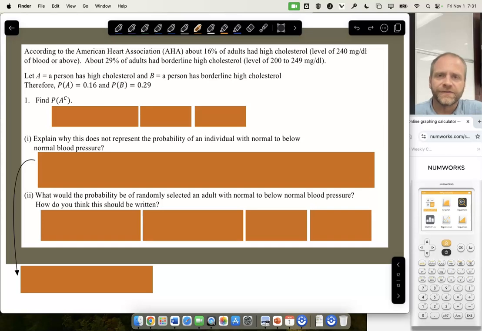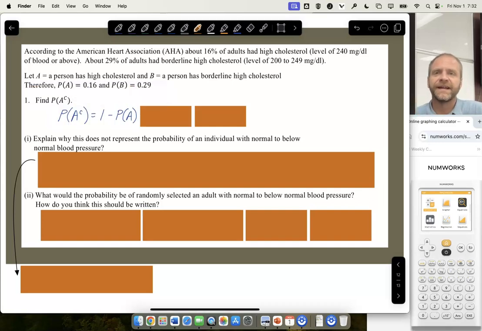According to the American Heart Association, AHA, try saying that 3 times fast, 16% of adults had high cholesterol. That's 240 or above. And 29% have borderline high cholesterol of 200 to 249. A is the event of a person having high cholesterol, so we're defining the variable. That makes writing a lot easier. B is the event of a person having borderline high cholesterol. Now we'll do part 1 first. Find the probability of A, superscript C. What does that mean? Complement. Find the probability of A complement. That is the probability of event A not happening.